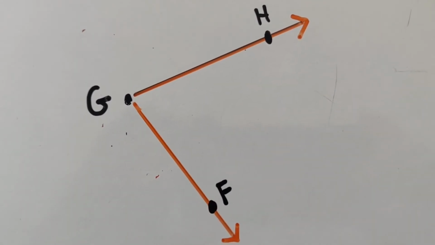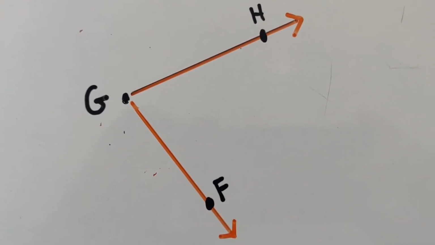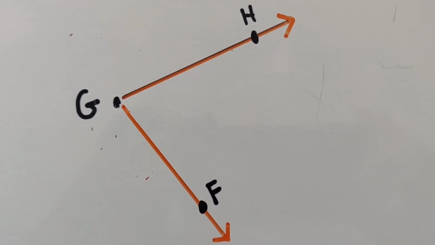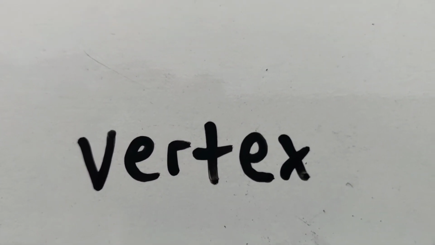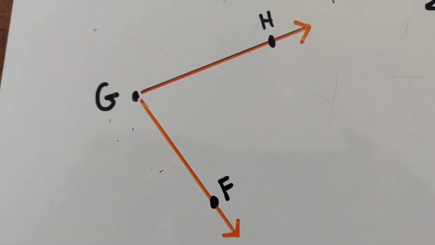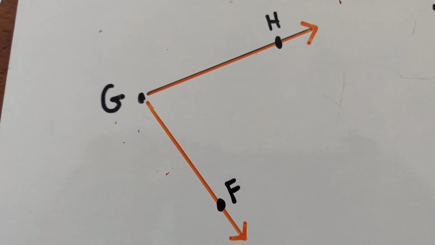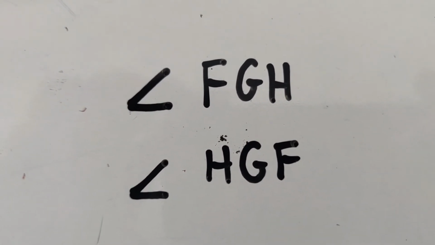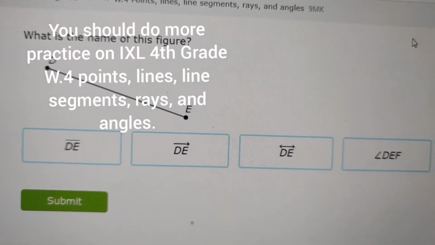And G's in the middle because it's the common point. It's the point that both of those rays share. If we want to get even more technical, that point G is called the vertex. That word, vertex. But we don't need to know that for this lesson. So again, this angle we call either angle FGH or angle HGF, written like this. So let's try a few together.